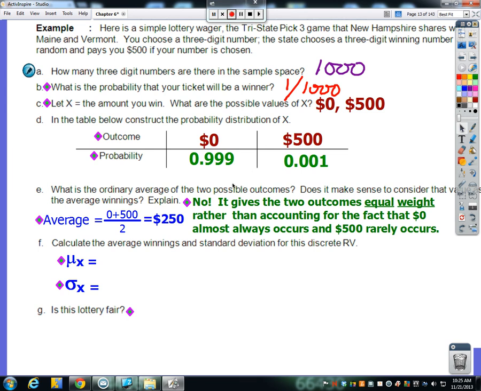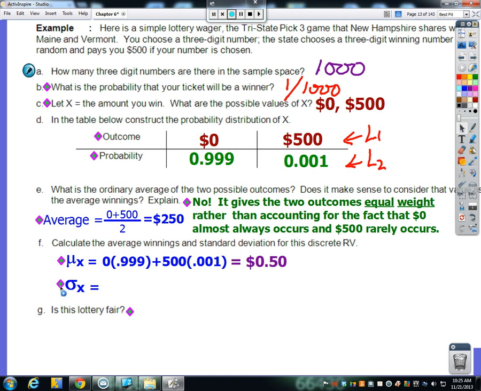So the mean and the standard deviation. Again, you could do this with your calculator. You could call this your new list 1 and this your new list 2. Or we could almost just punch this into our calculator since there's only two possibilities here. For the mean, we take our individual 0 times the probability, which ends up being nothing, and then add to that the 500 times the 1 out of 1,000, and we get 50 cents. You should get 0.5 in your calculator.